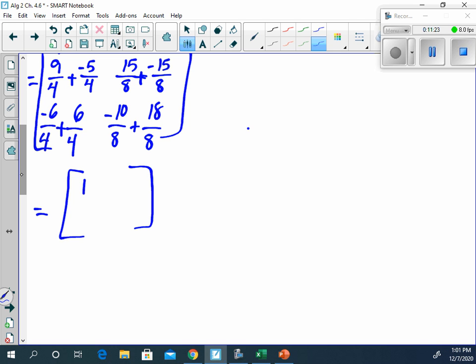Then we have 15/8 plus negative 15/8, which would be 0. 15 minus 15 is 0. Negative 6/4 plus 6/4 is 0. And lastly, negative 10/8 plus 18/8. Well, I would simplify to what? 8/8, which is 1. So I'm left with what? The identity. Yes?